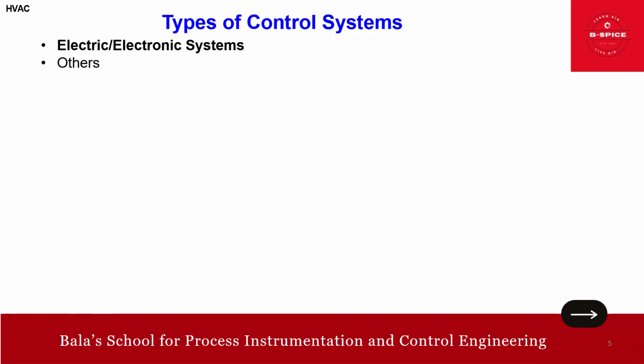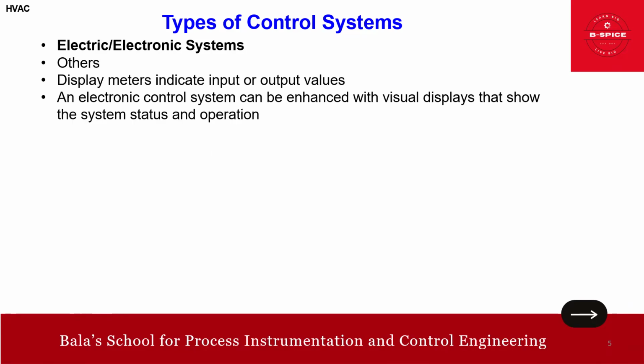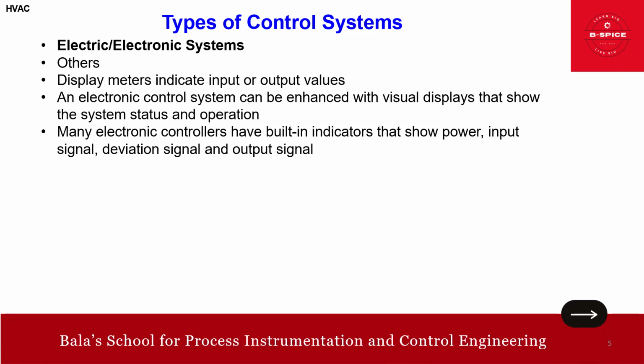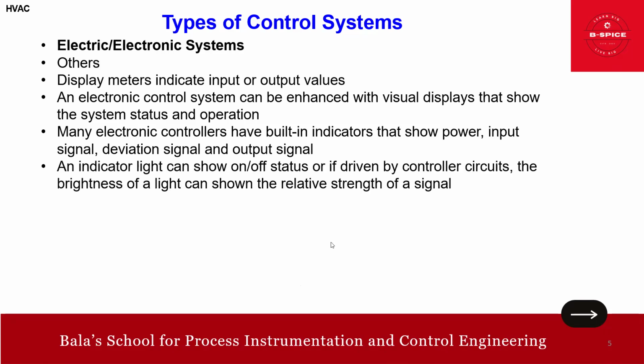To add on a few more, display meters indicate output and input values. That is basically the display. An electronic control system can be enhanced with a visual display that shows the system status and operation. Many electronic controllers have built-in indicators that show power, input signal, deviation, output signal. An indicator light can show on/off status, or if driven by the controller circuit, the brightness of the light can show the relative strength of the signal. So all these are available in electronic systems.